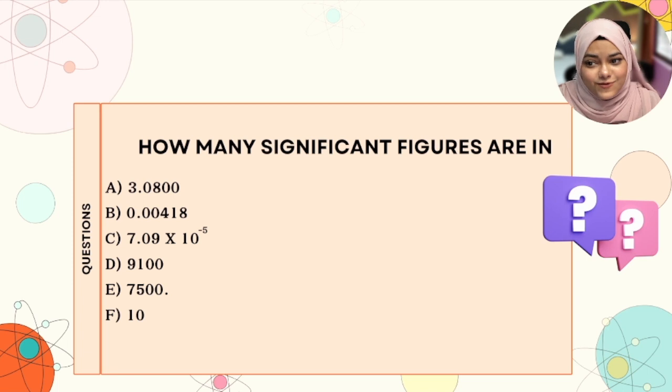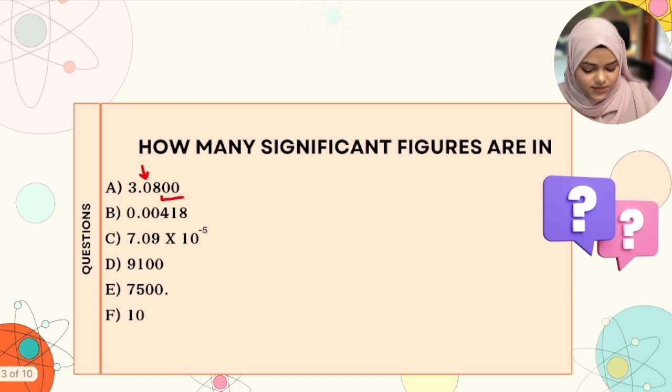Now let's try these questions. So we have 3.0800. How many sig fig? We know that we have zeros in the middle, so this 0 is a sig fig, but now the question is, are the zeros at the end significant or not? And we know the zeros at the end are significant if they contain a decimal. In this case, we have a decimal there. So the number of sig fig here are 1, 2, 3, 4, 5. So we have 5 sig fig.